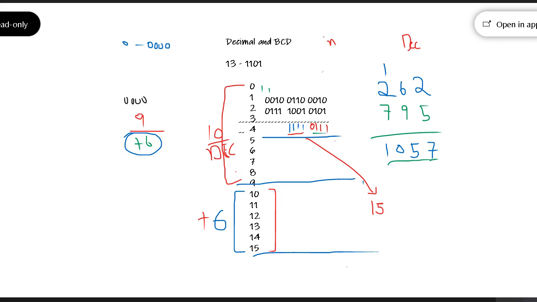So what do I have to do now to represent it in BCD? I have 1, 1, 1, 1. What do I have to do? Add 6. Yes. So now you are going to add the binary value of 6 to it. That means 0, 1, 1, 0.